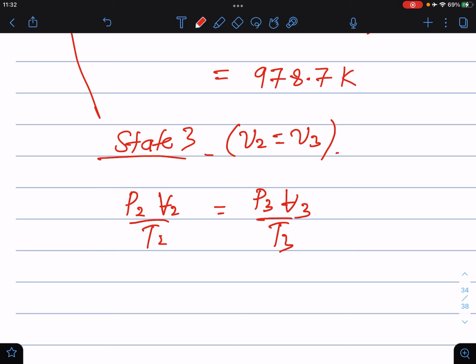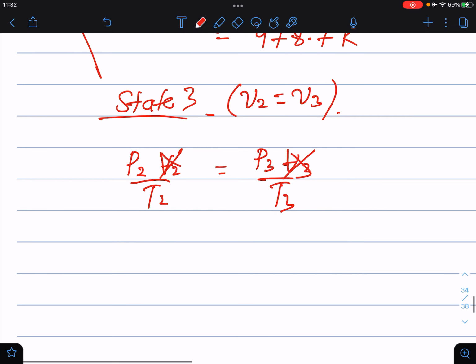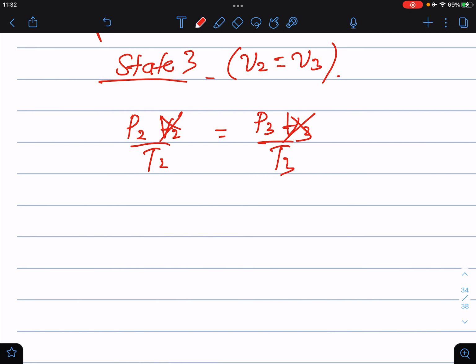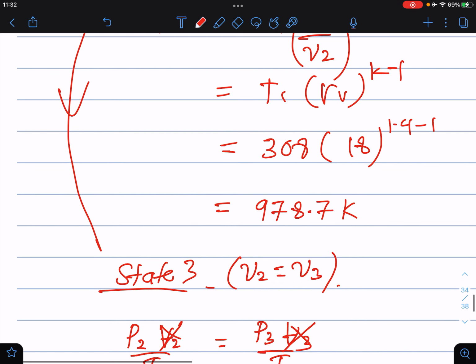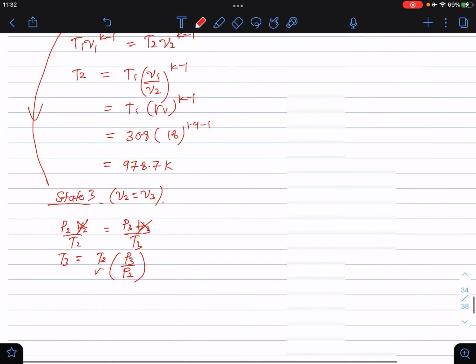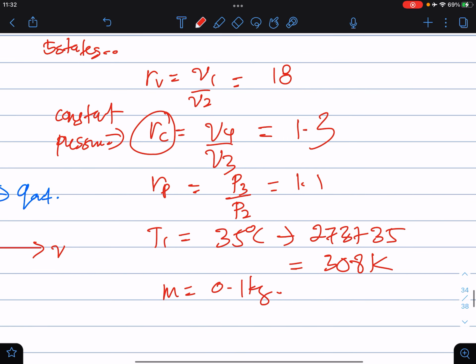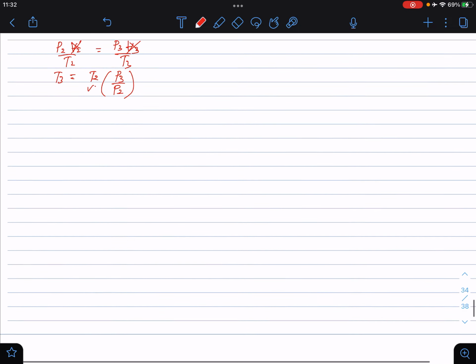Okay, so since this is a constant volume, you can cancel out V2 and V3 since this value is constant. So you left with P2, P3, T2 and T3. So your target is to find T3. So you just rearrange T3 equal T2 times P3 over P2. Okay, so we do have the T2 value. We already calculated 978.7. How about P3 over P2? Do we have here? Alright, so that basically is your pressure ratio during the constant volume process.